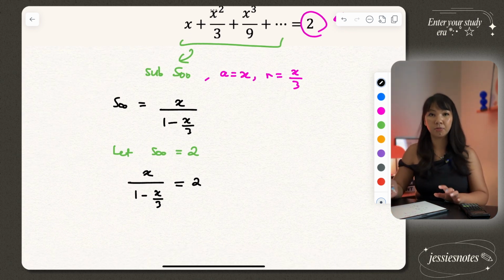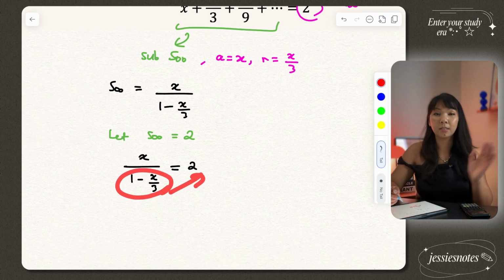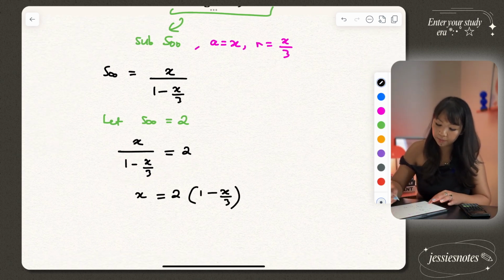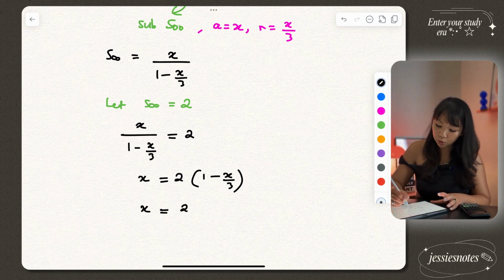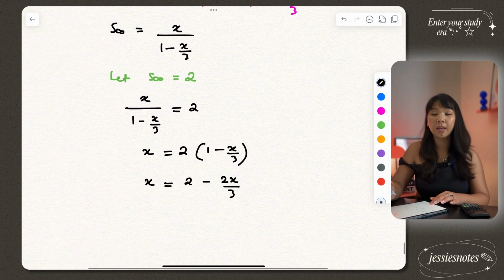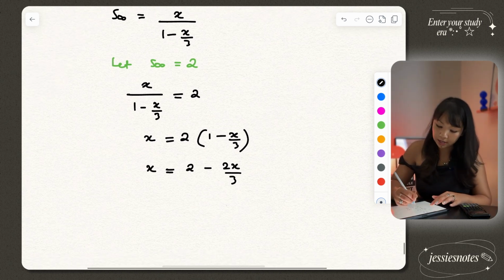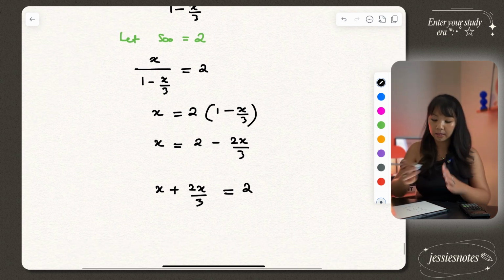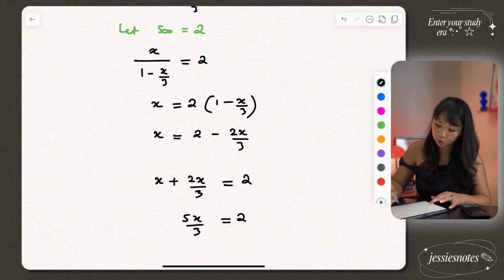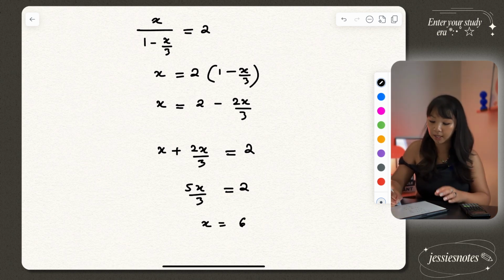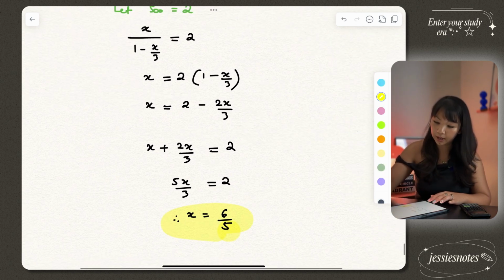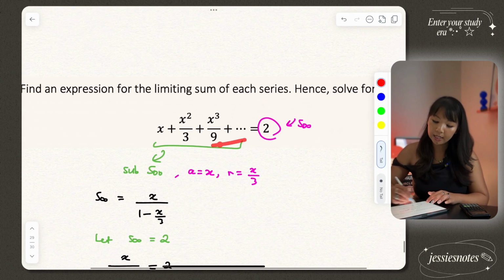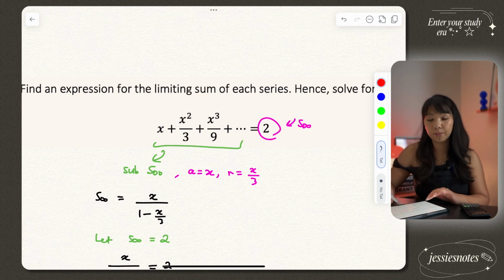And then I'm going to make x the subject. So if I expand it, times it over to the other side, we get x equals 2 bracket 1 minus x on 3. Then I'm going to expand this, so we get 2 minus 2x on 3. And now I'm going to bring the x's over to the same side, so we get x plus 2x on 3 equals 2. If I combine these two, this will become 5x on 3 equals 2. And then if we make x the subject, we get 6 on 5. Okay, so this is the value of x that goes in this sequence in which the limiting sum is equal to 2.